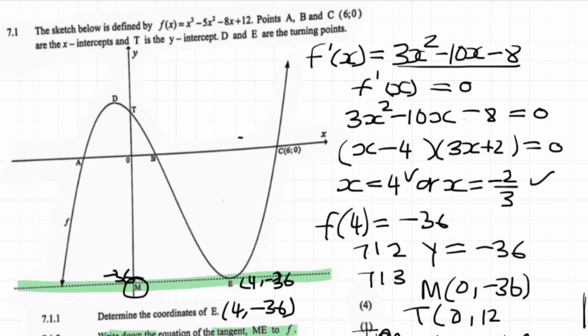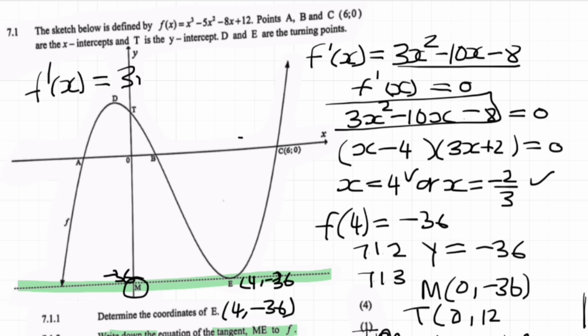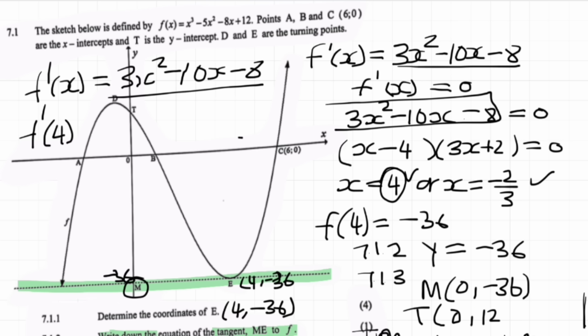So what is f prime of x here? f prime of x is this equation that we just derived: 3x squared minus 10x minus 8. So when they say f prime of something, they are talking about this x value. If you put 4 here, you're going to get 0. But it does not mean that the coordinate of the turning point is 4 and 0.